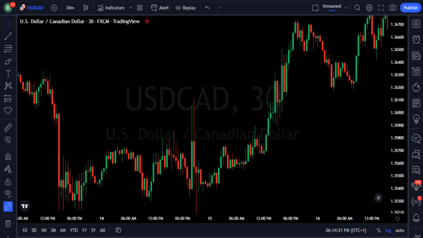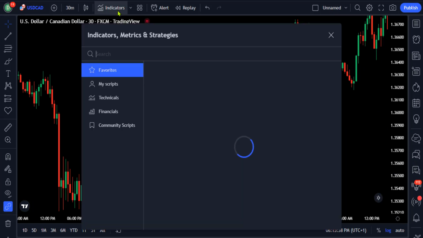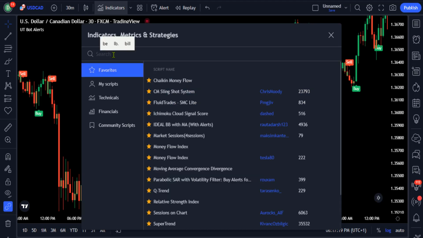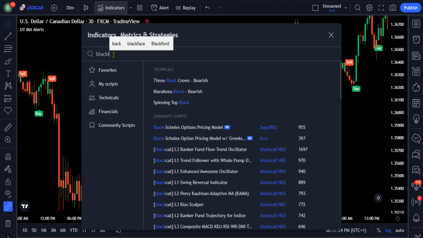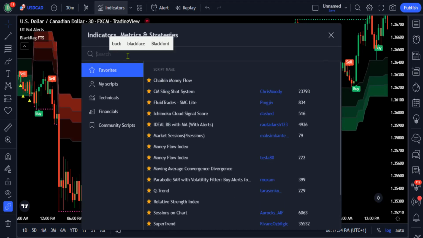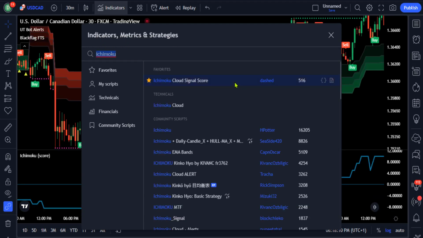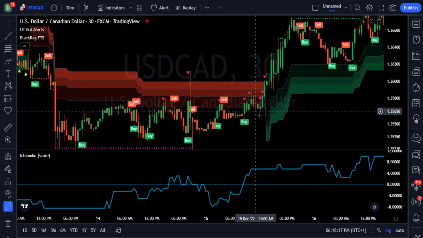In this strategy, we are going to be trading with 3 different free TradingView indicators. So go ahead to this Indicators tab, over here, and search for UT Bot Alert Indicator, and click on this particular indicator. That will be our first indicator. Now, search for Black Flag Indicator, and add this indicator to the chart. And finally, search for Ichimoku Signal Score Indicator, and add this one to the chart. Now that we have added all the 3 indicators, let's set up the chart.